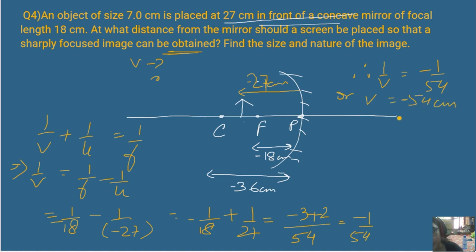Right? So what does this minus indicate? That the image is going to be formed somewhere here. It is going to be real, obviously, because real images can be focused on a screen. So we got the v.